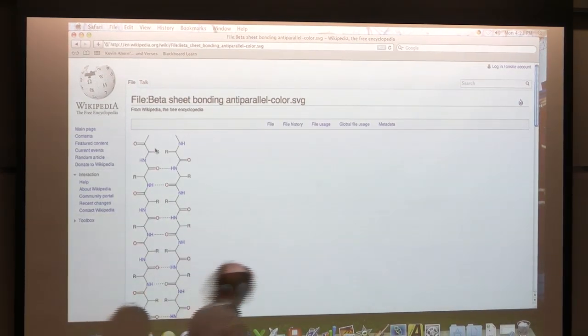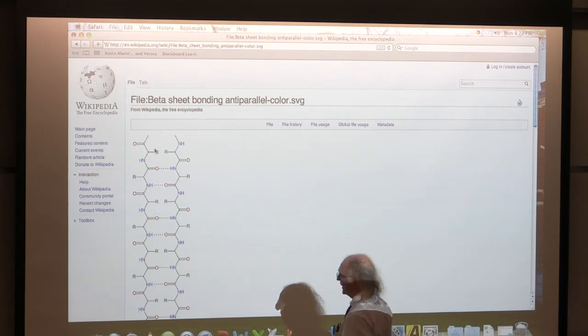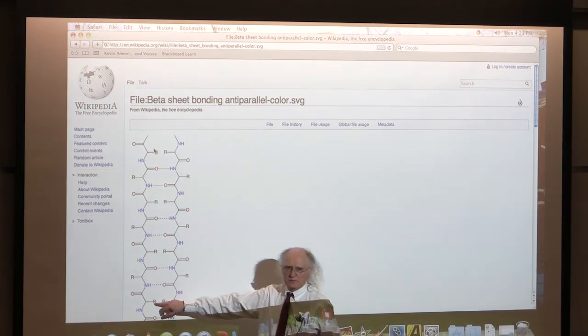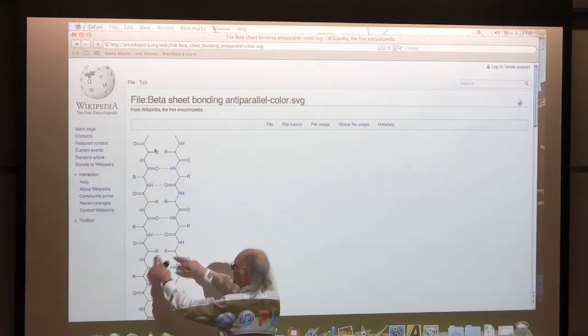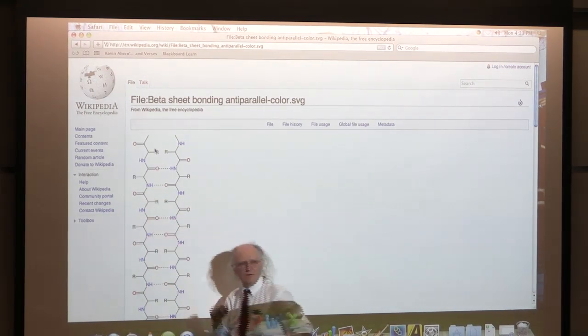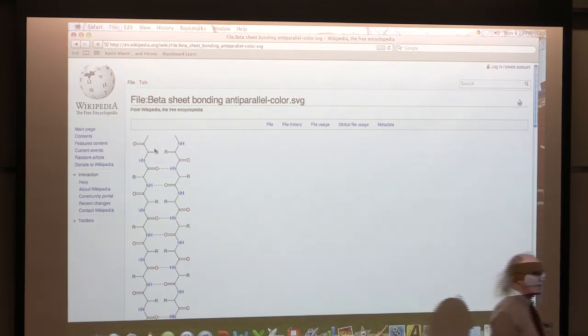Now, let's look at the orientation of things here. Look where the R groups are. Look where the next R groups are. In, out, in, out, in, out. Very regular organization that we see of those.